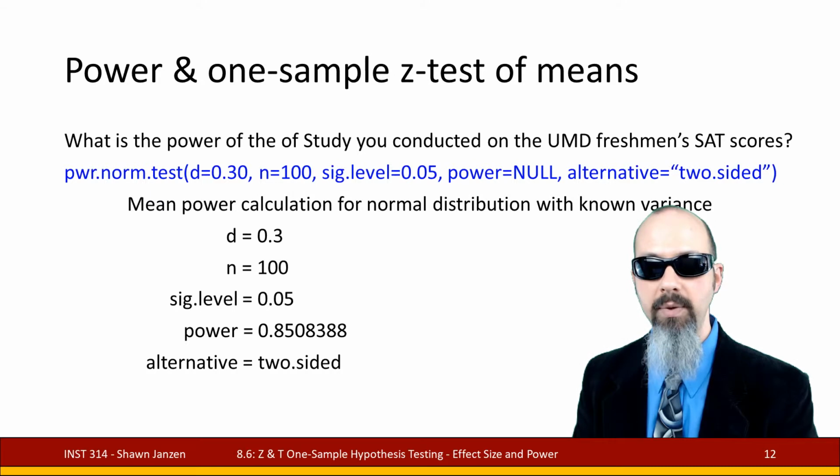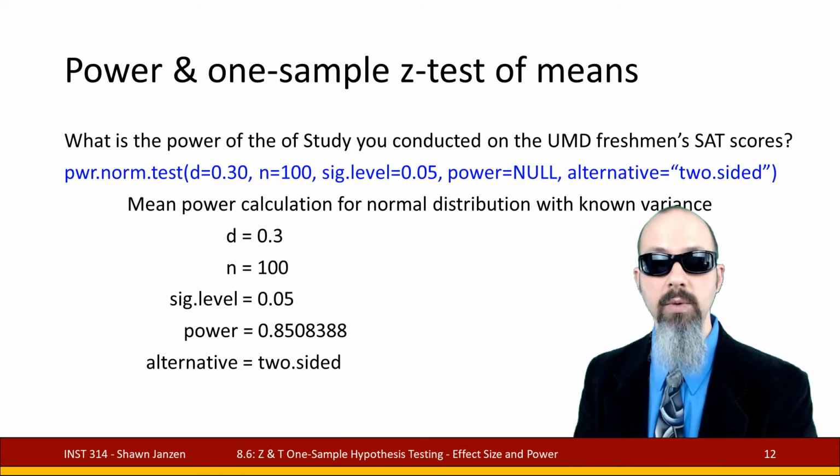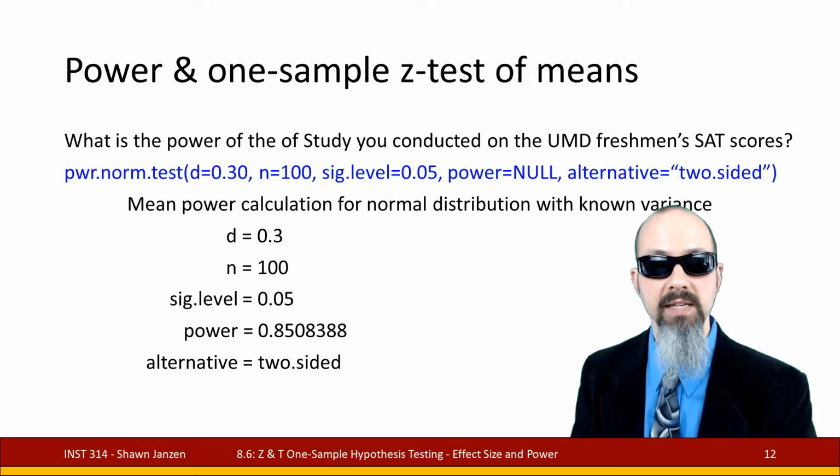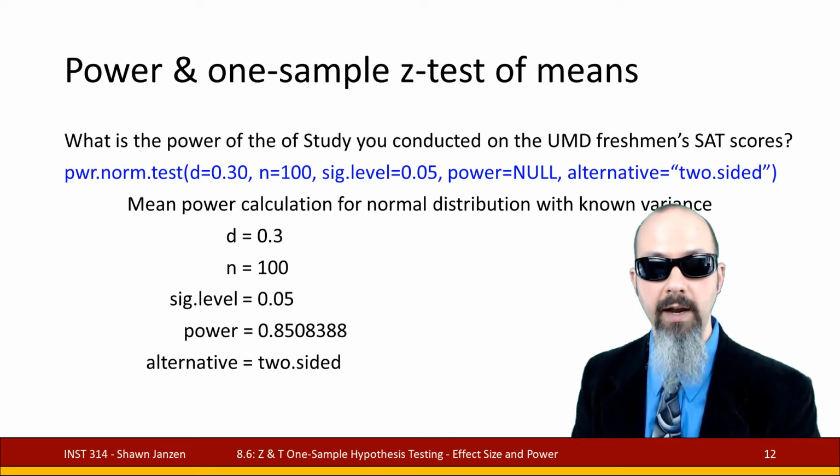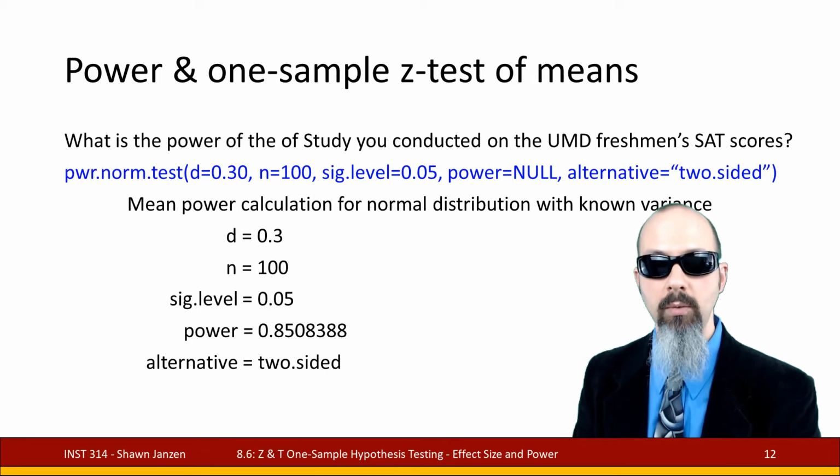And to show you an example of how we're working with this, we can go ahead and say, what is the power of the study we conducted on the University of Maryland's freshmen's SAT scores? So in this case, I'm doing pwr.norm.test. D was equal to 0.3 because I want to see the effect size that we had, and the sample size we had was 100. Sig level is alpha 0.05. Power is NULL because I want to find out what the power is, and I'm doing the two-sided test, meaning it was a two-tail. When I run that, it tells me my power is 0.85.